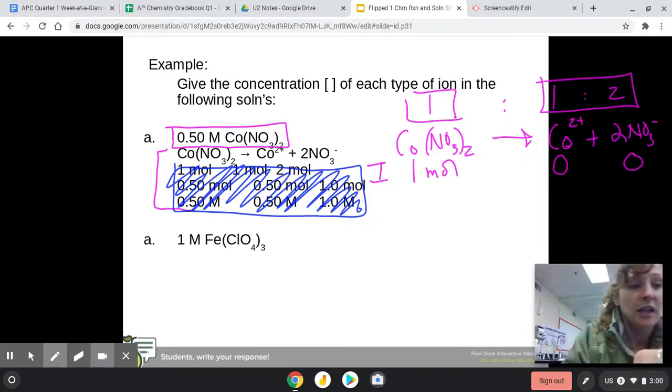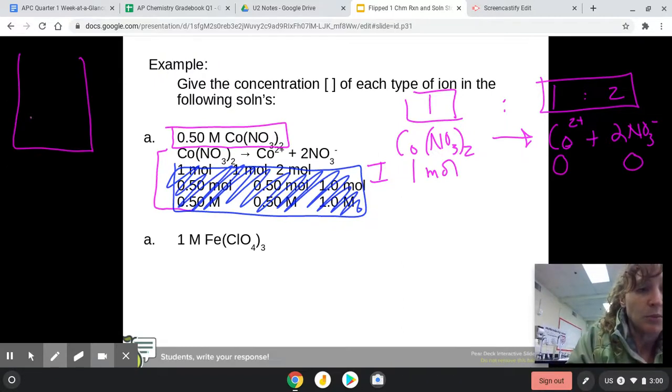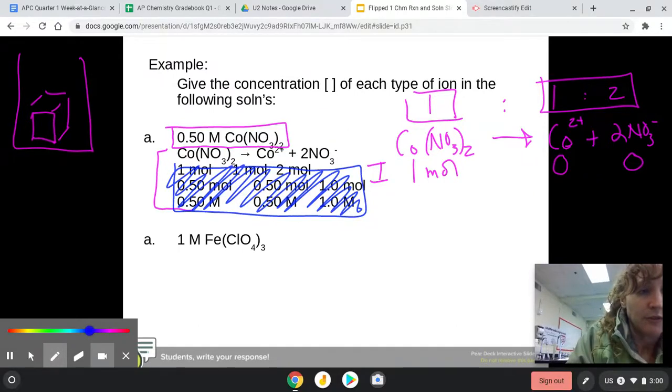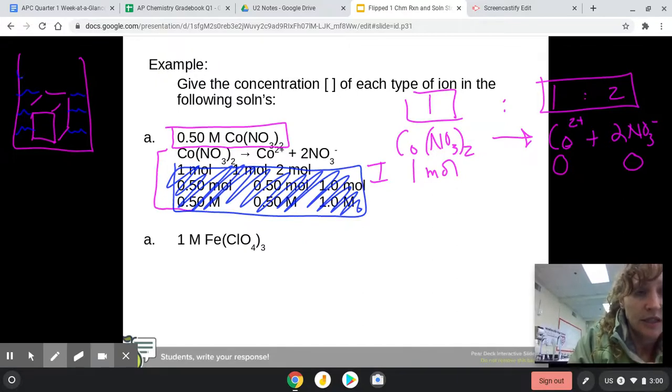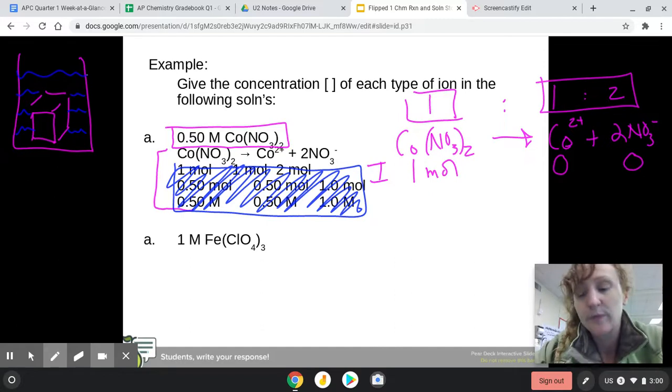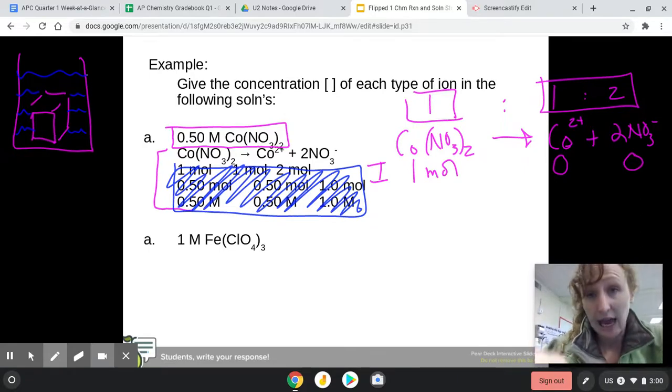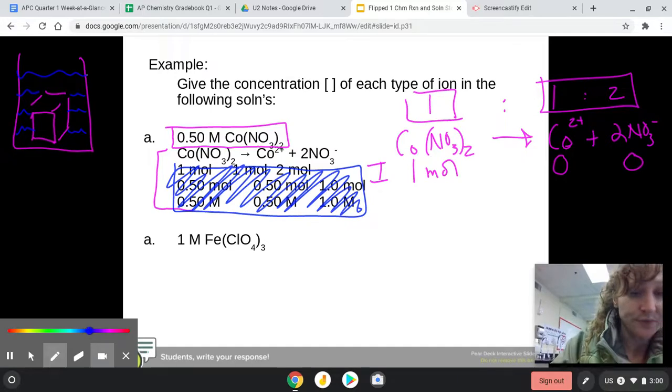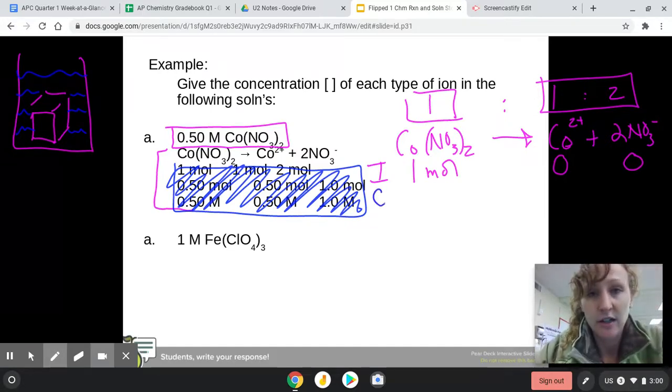I start step number 1, I put a chunk of cobalt-2 nitrate into my beaker. Step number 2, I fill my beaker with water to get the blessed thing to dissolve. So here we are. Initially, I had only solid cobalt-2 nitrate with no ions present. Then I added my water. So what is my change here?